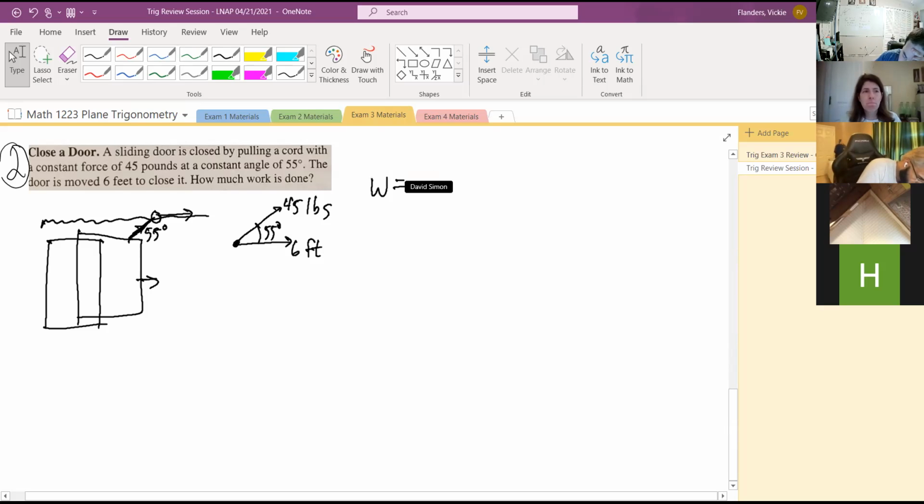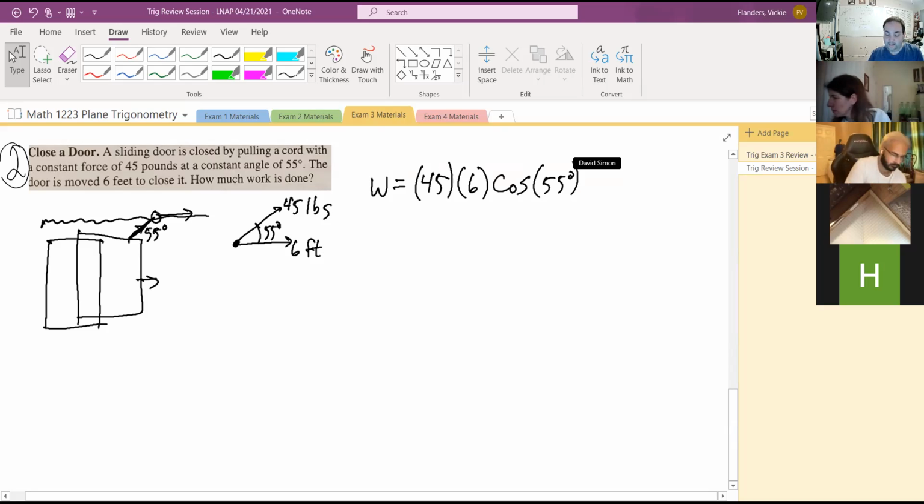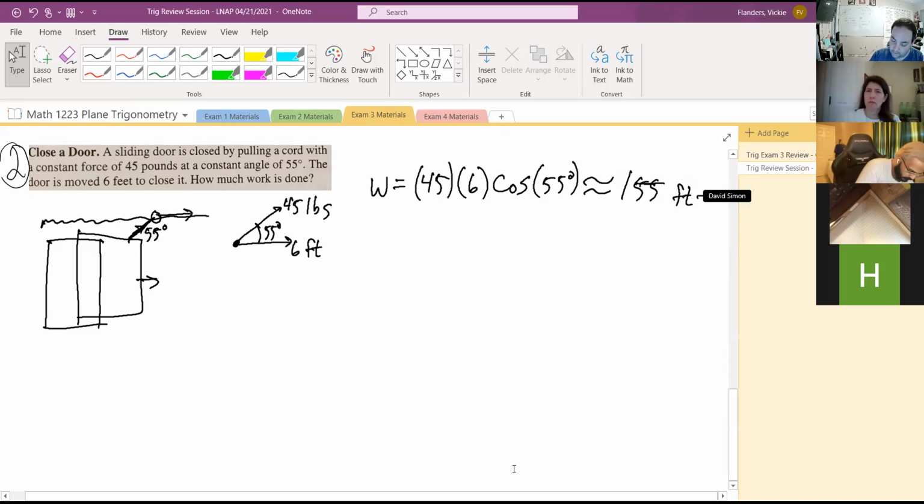The work is going to end up being the dot product, but to do the dot product, we have to multiply the magnitudes and then the cosine of the angle between them. This one just isn't a memorized angle. So 45 times 6 times cosine 55 degrees is 154.86. Let's just do the nearest whole number: 155 foot-pounds.